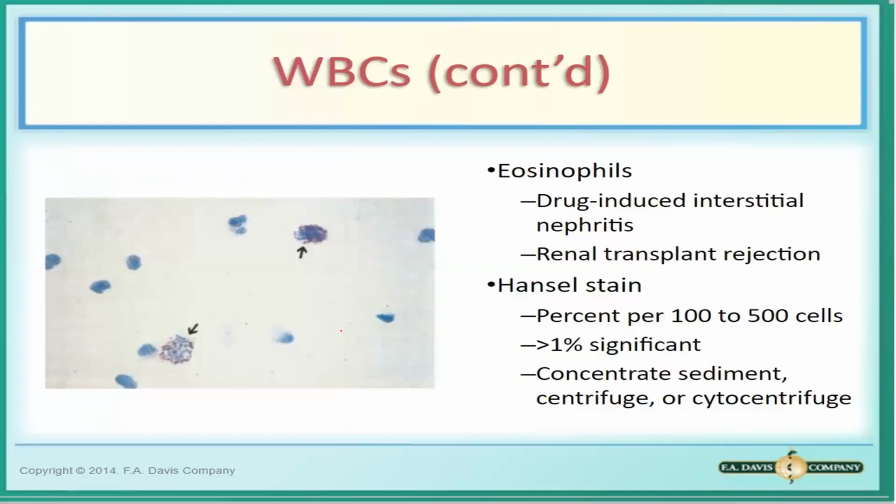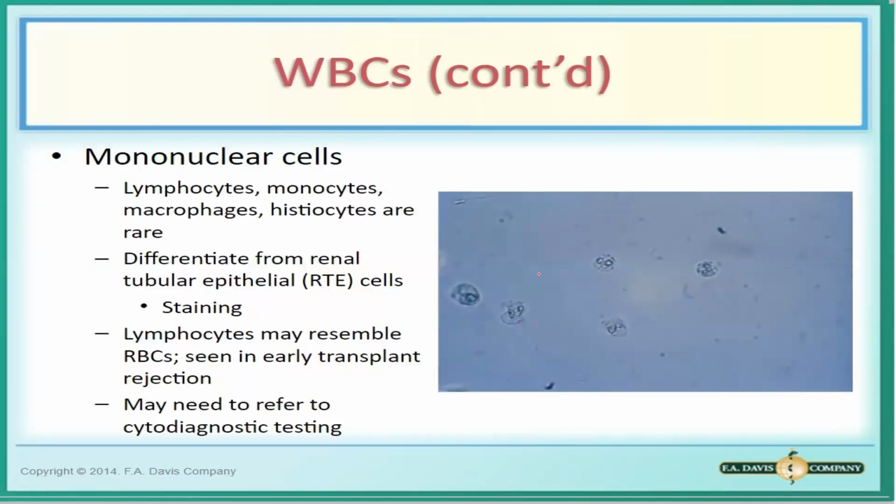Okay, the next bullet, increased eosinophils. You can see in interstitial nephritis and renal transplant rejection. Okay, increased eosinophil in renal transplant rejection. Okay, next one.